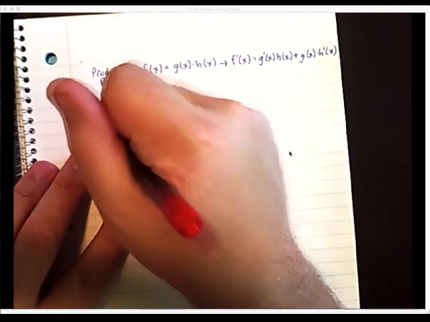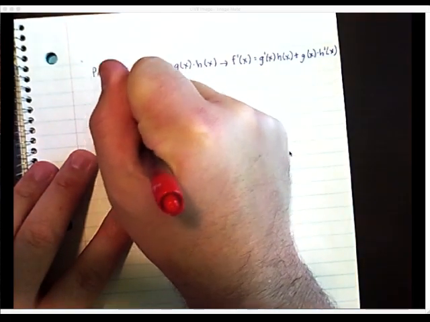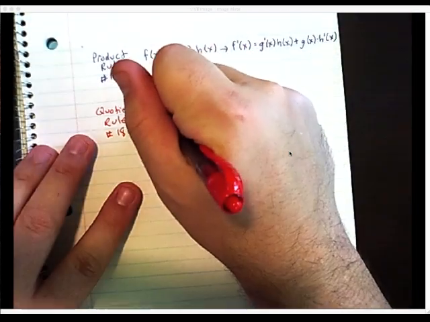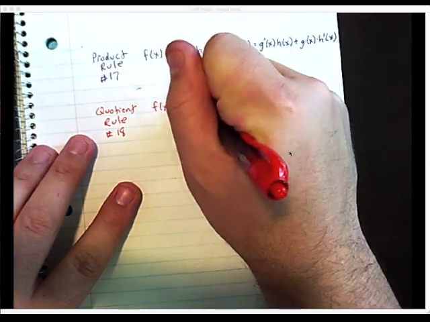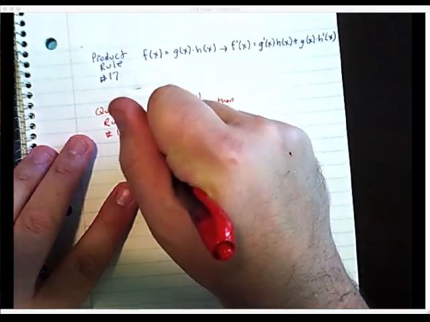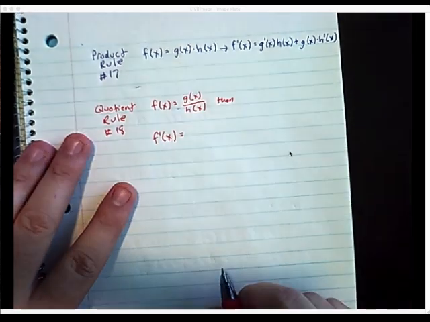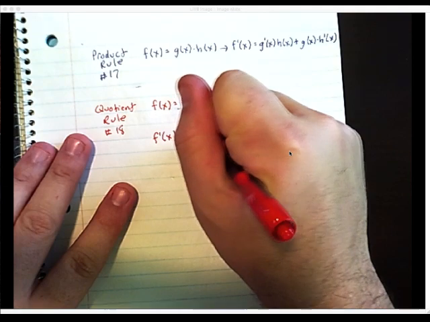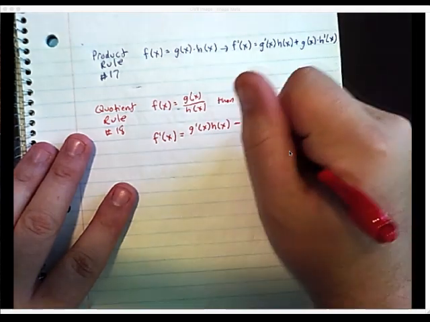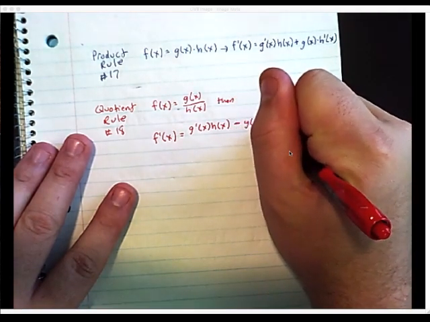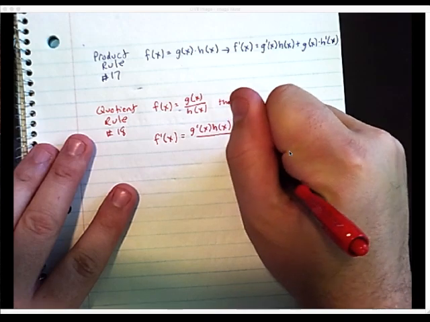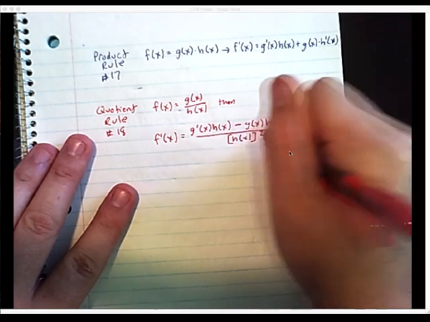In note card 18, we're going to learn the quotient rule. And here's what the quotient rule says. If f of x equals a quotient, g of x over h of x, then the derivative is going to equal something that looks really nasty. Okay, it's going to be g prime of x times h of x, but now it's going to be a minus g of x times h prime of x, all over h of x quantity squared.